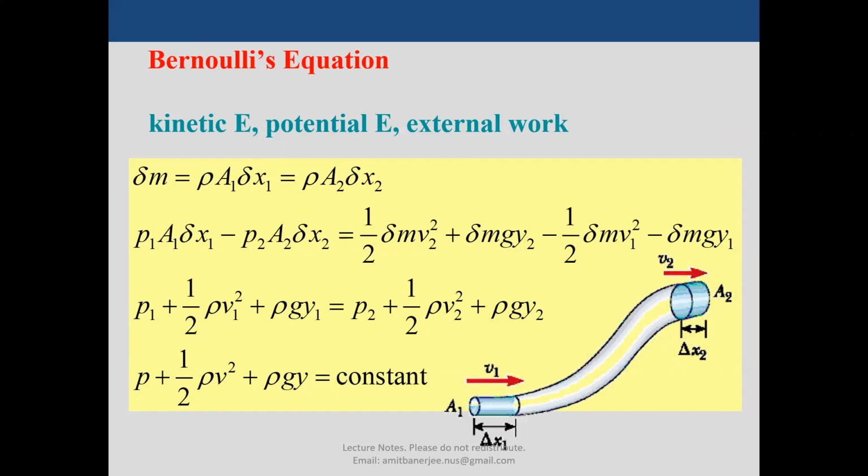So basically the pressure plus the kinetic energy, which is half rho V square, plus the static energy, which is rho Gy, remains constant.